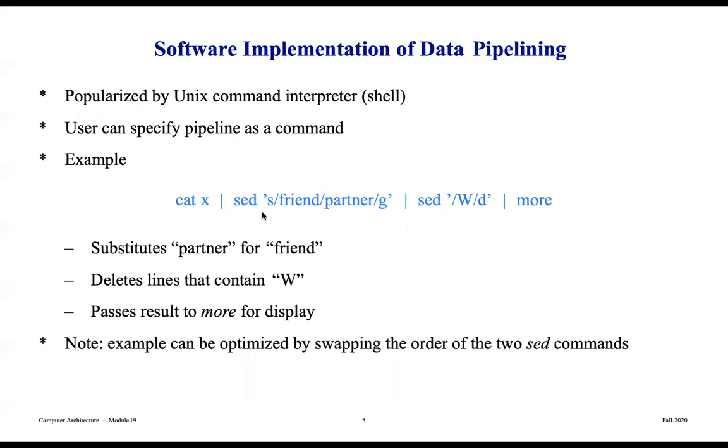You then do some editing manipulation within that second form of manipulation, and then you have how much is going to be shown, something that would fit into a screen, and then you can push the space bar to continue. So it substitutes partner for friend, deletes words that contain W, and passes the result to more for display. Note that the example can be optimized by swapping the order of the 2 sed commands.